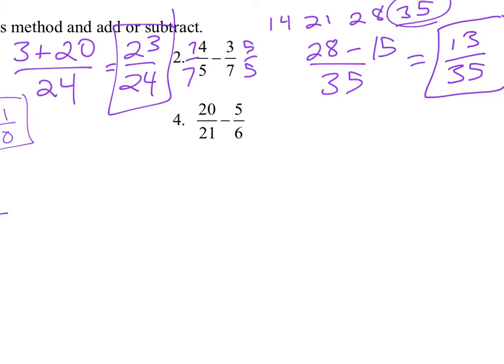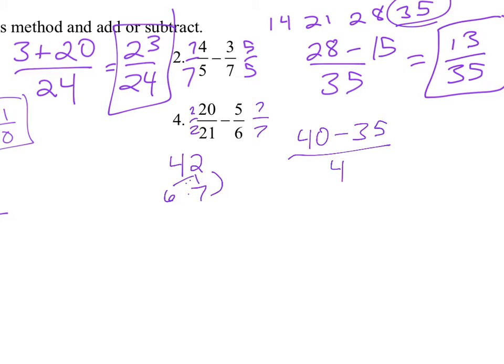Okay, when I look at 21 and 6, they don't multiply, but 2 times 21 is 42, which is 6 times 7. All right, so that means 21 needs to be multiplied by 2 over 2, and 6 needs to be multiplied by 7 over 7. So we end up with 2 times 20 is 40, minus 5 times 7 is 35. This is all over the 42. This is going to give me 5 over 42 for my answer.